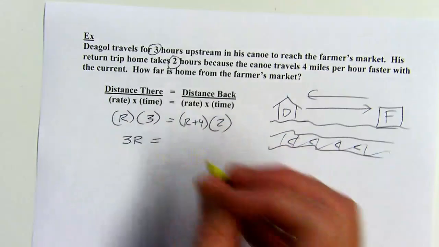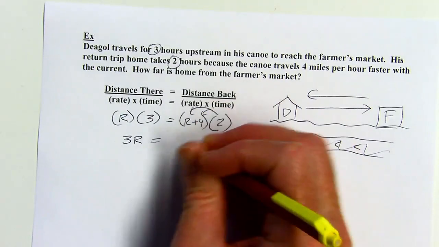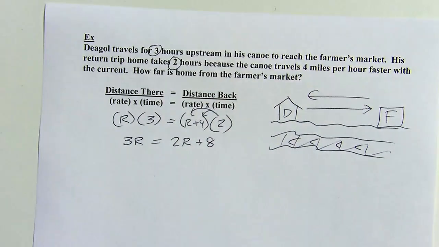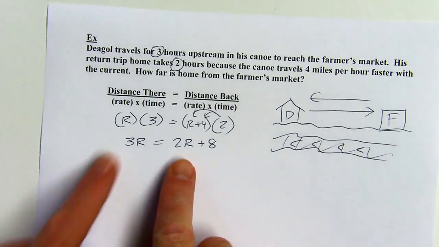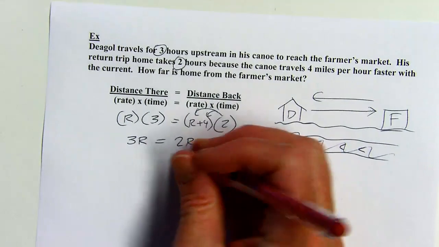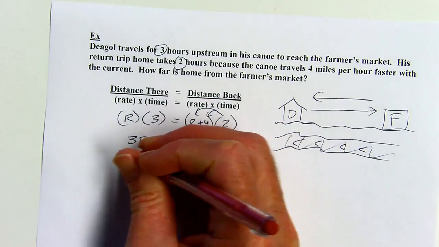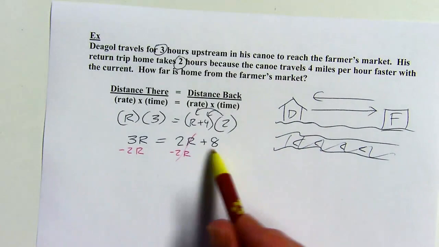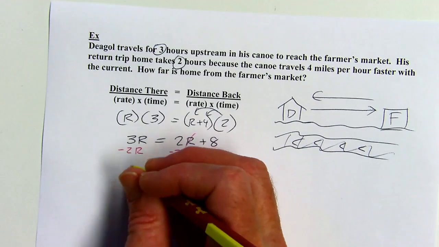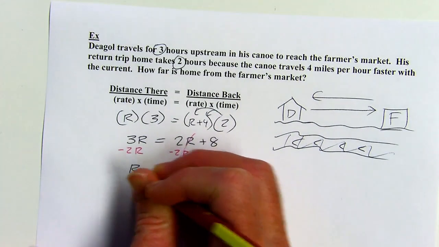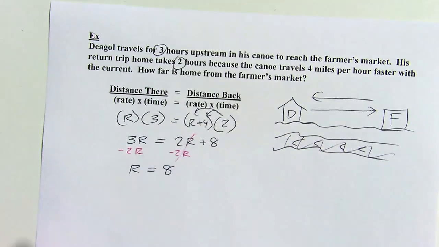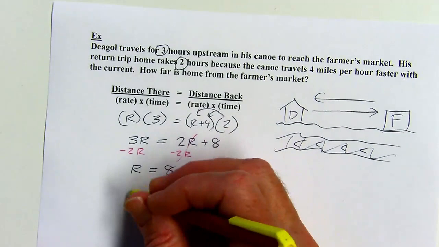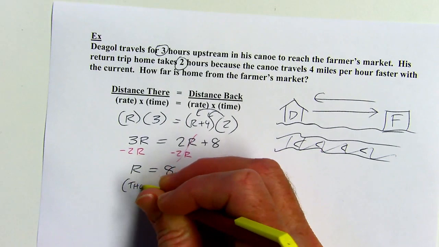So that would be 3r on the left. On the right, we need to distribute. I've got 2r plus 8. Okay, now I want to solve this for r. I want to combine these r terms. So I'm going to subtract 2r. That way, you got your r's on a different side than the 8. So let's see, 3r minus 2r is 1r. And that means that's the rate. Now that's the rate on the way there. That's their speed.